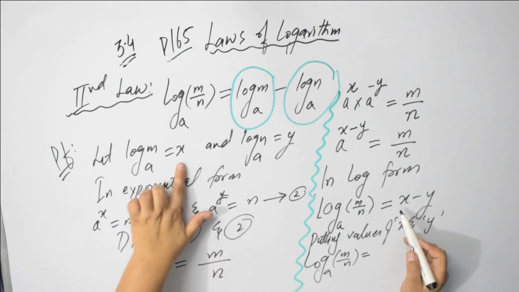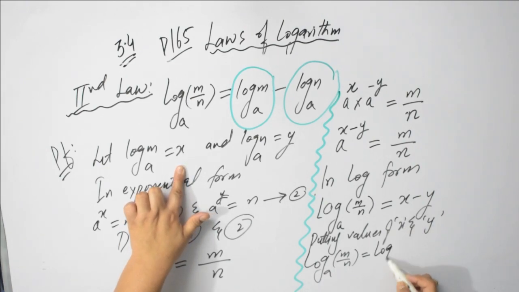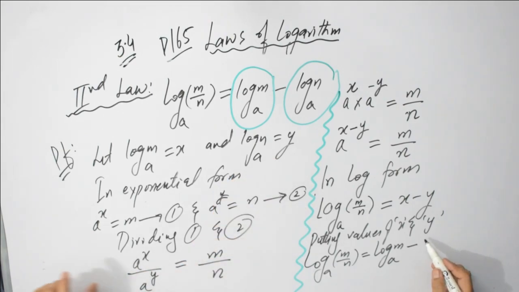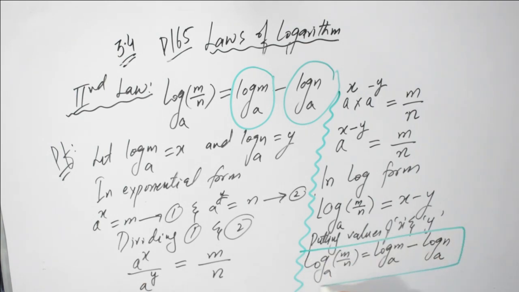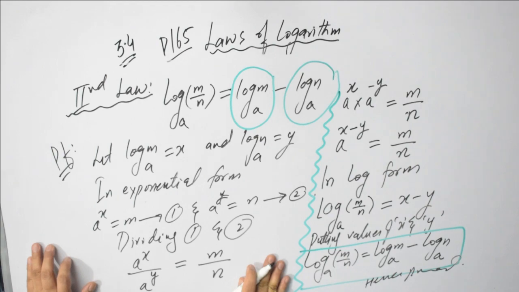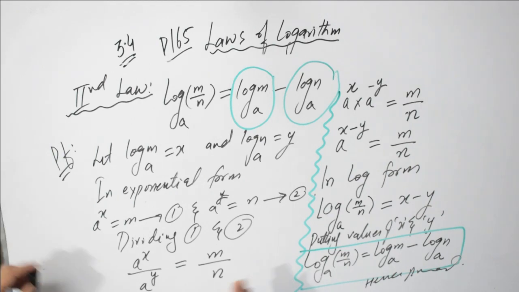What is the value of x? What we let, the value of x is log of m to the base a minus, what is the value of y, log of n to the base a. Hence proved. This is proved for us, right? So the second law is proved. You can write hence proved, right? This is my second law. I hope students it must be clear to you.